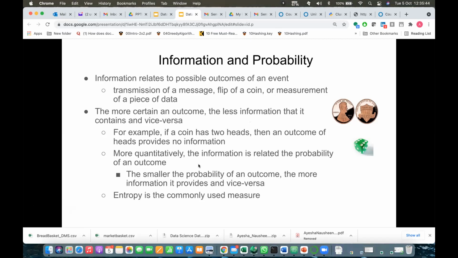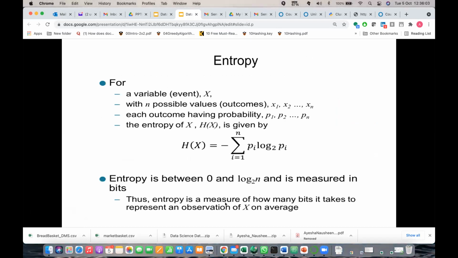More quantitatively, information is related to the probability of an outcome. The smaller the probability of an outcome, the more information it provides, and vice versa. So small probability means more information. If one probability is almost 1, then there is no information. Entropy is the commonly used measure for information. For a variable event x with n possible values x1, x2, ..., xn, each outcome having probability p1, p2, ..., pn, the entropy of x, H(x), is given by H(x) = -Σ (i=1 to n) pi log2 pi.